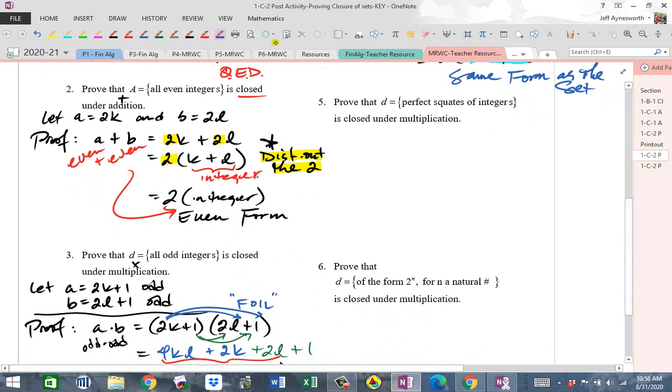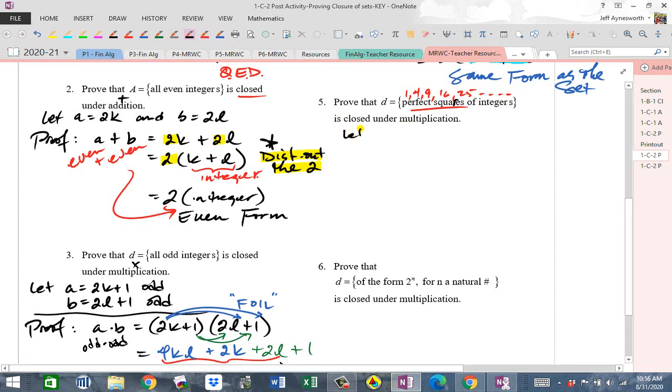All right, number 5, same idea. Let's take the perfect squares of the integers. What are they? 1 squared is 1, 2 squared is 4, 3 squared is 9, 16, 25, and so on. Multiply them together: a perfect square times a perfect square gives you a perfect square. So you start off with 2 general ones.